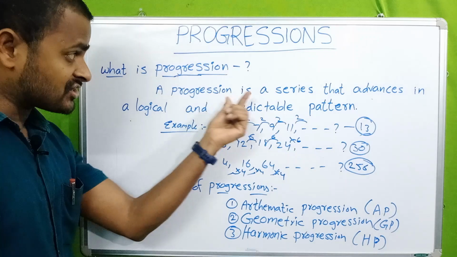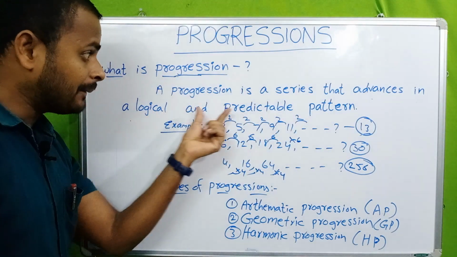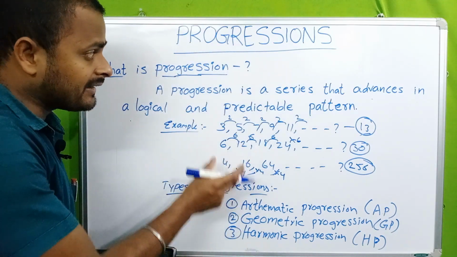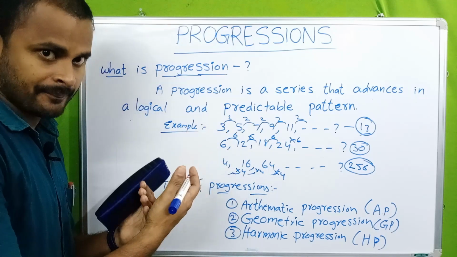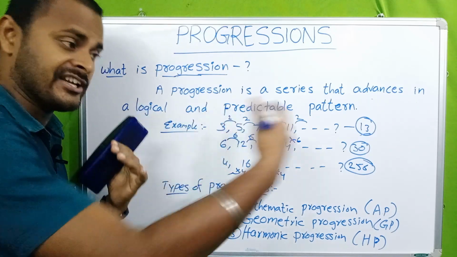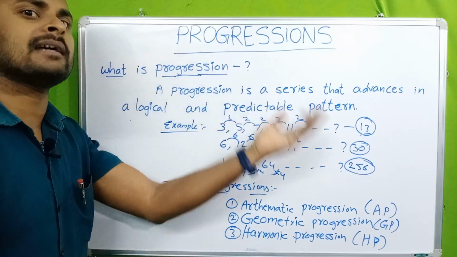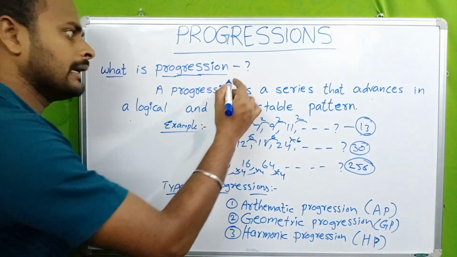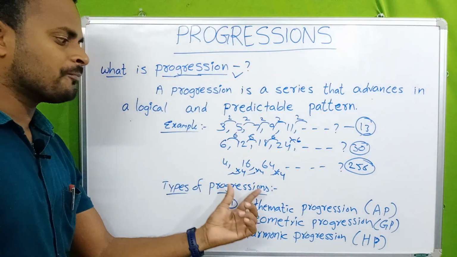So a progression is a series that advances in a logical and predictable pattern. That means a number series having a logical relation between one term and another, that is, the consecutive terms have a logical relation consistently in the series. At the same time, you have to predict the next term by this relation. That kind of number series is called a progression. Understand? Next, types of progressions.